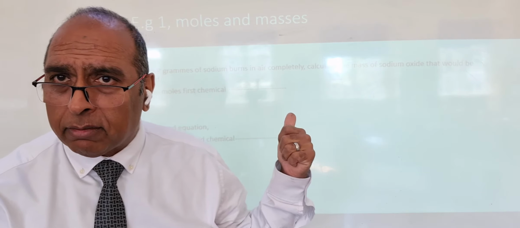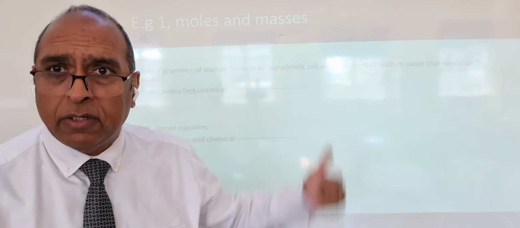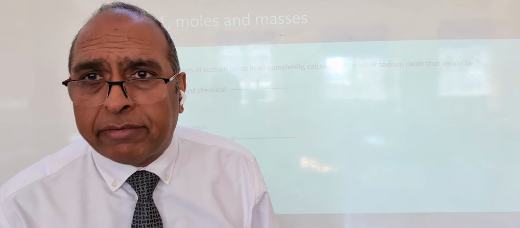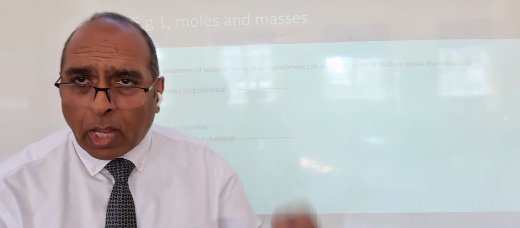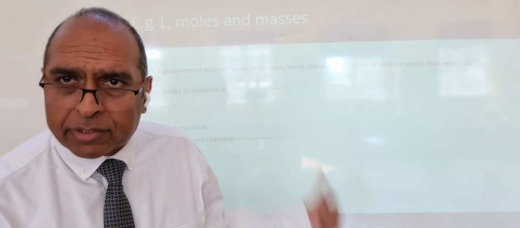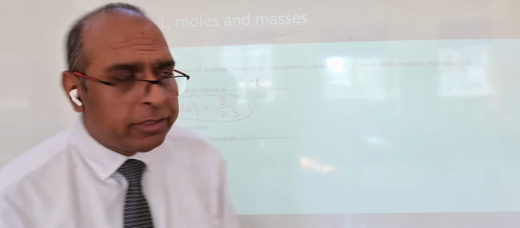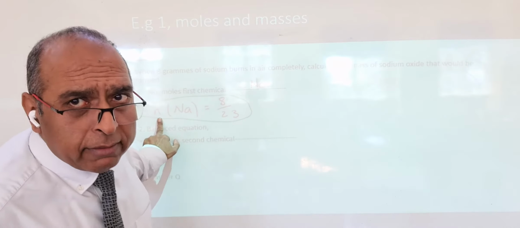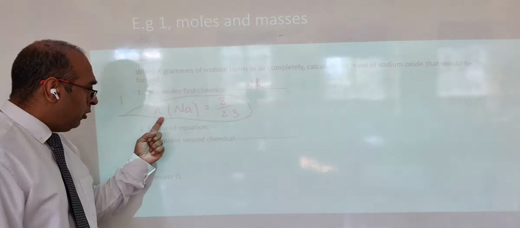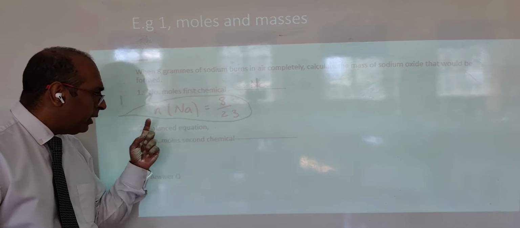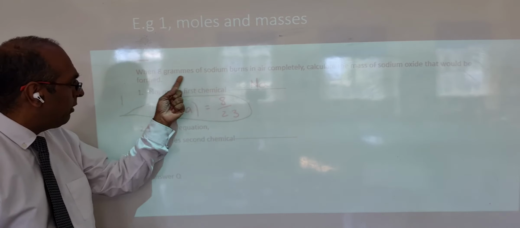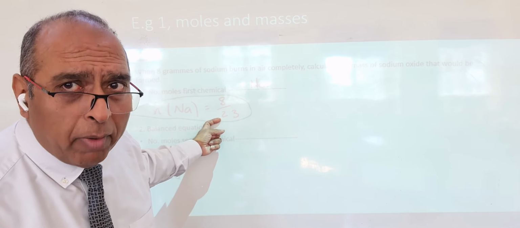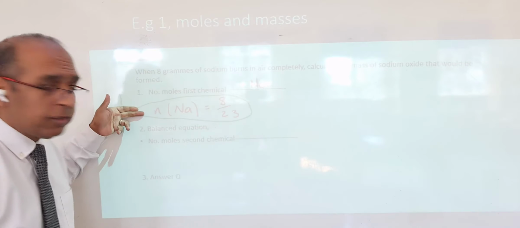Which is the only chemical you can work out the number of moles of? 8 grams of sodium. Sodium, get your periodic table out. A mole of sodium weighs 23 grams, and you've got 8 grams. So the number of moles is this equation here. Number of moles of sodium: this little n can be used as an abbreviation for number of moles. The number of moles of sodium is 8 grams divided by 23, which is on a periodic table, for 1 mole of sodium is 23 grams. So that's the first chemical.